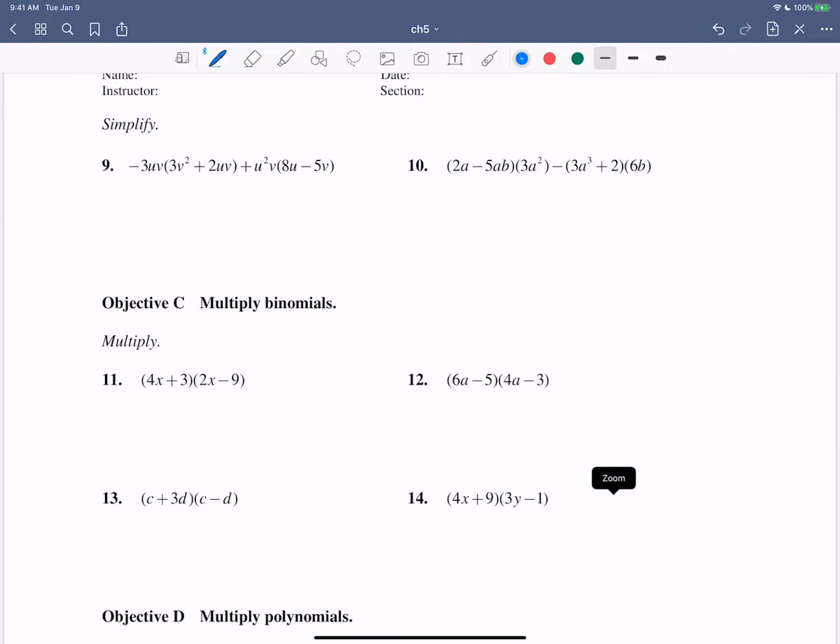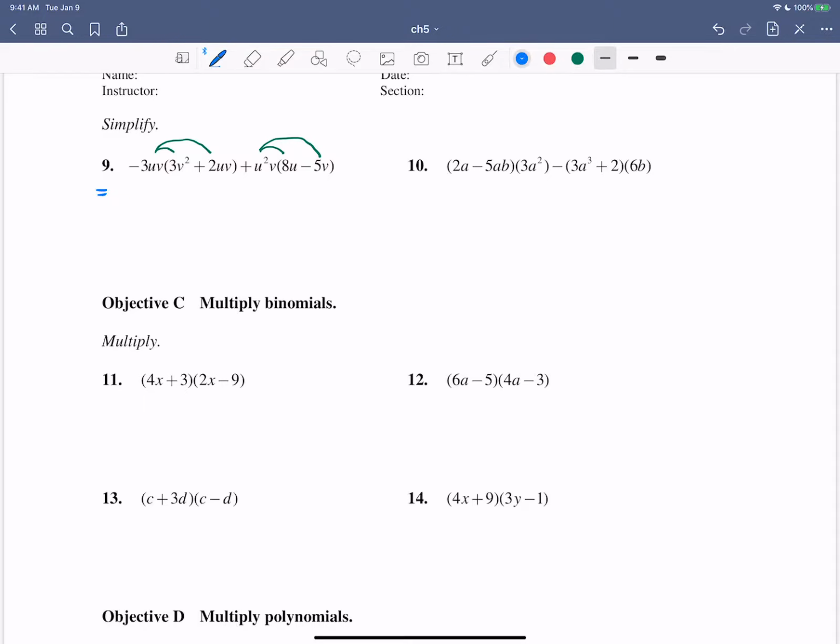Number 9. As you can see, some of the terms have negative signs. Whenever you have a negative sign outside, you need to be very careful because that will change the sign of every single term inside. Let's prepare our distribution by drawing these little curves. These curves will help you write down the products as you go through the expression.